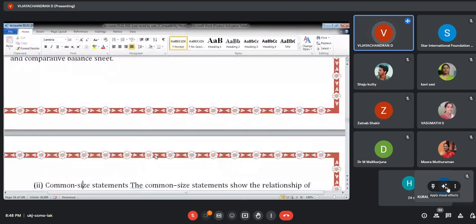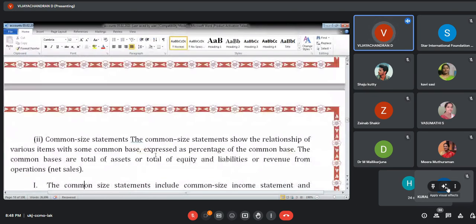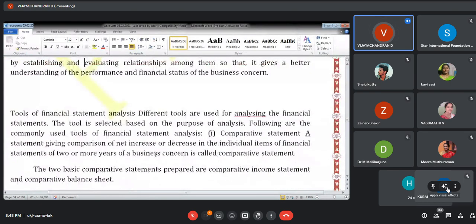So under that, the first one, as I told, is comparative statement analysis. What is comparative statement analysis? You can know the increase or decrease in the individual item, like fixed assets. What is the increase in net profit? What is the increase in the turnover? What is the increase in the sales? So you can monitor individual items. One year will be compared with another year. That is known as comparative statement.